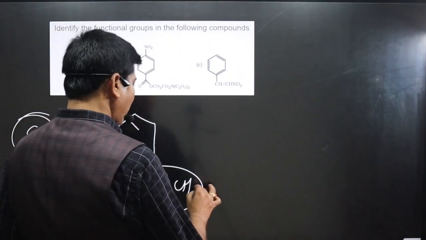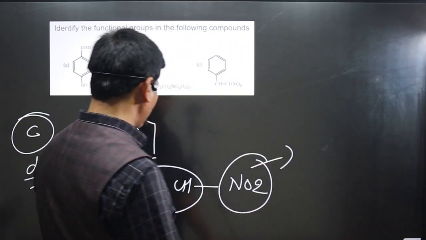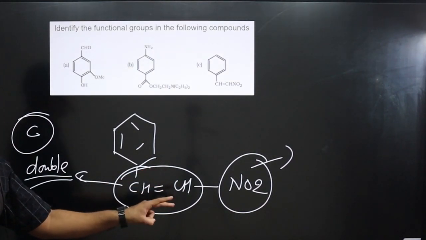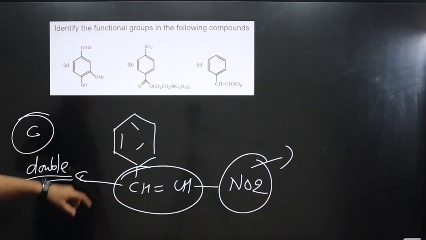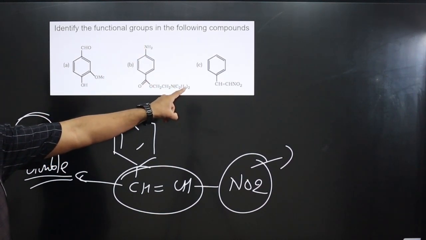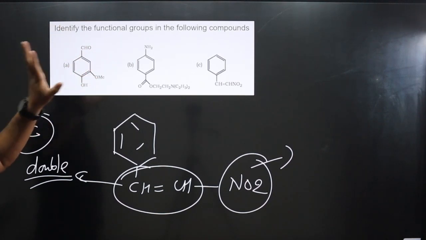And then we have NO2. Of course, NO2 is also a functional group. So this is the nitro group, and this is the unsaturated hydrocarbon, that is the double bond. So in this case we are getting 2 functional groups. In the previous case 3 functional groups: primary amine, ester and tertiary amine. In the first case 3 functional groups: aldehyde, alcohol, and ether.